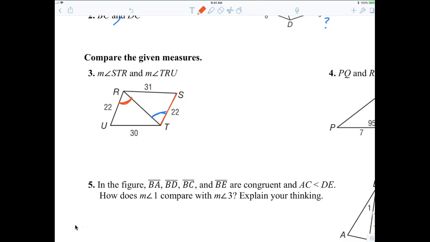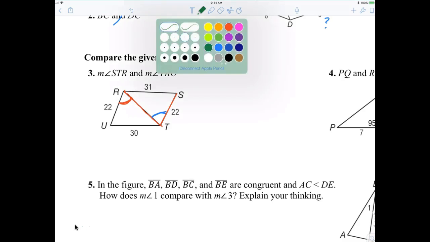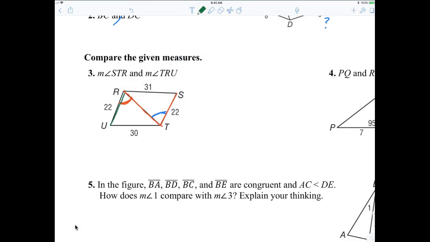All right? So if you highlight this angle, right? And then you're going to highlight the other angle. You're looking at where they overlap. All right? And the overlap means that they are congruent. And then what you notice is you can see the 22 and the 22. So again, those are just my recommendations on how to see it better.